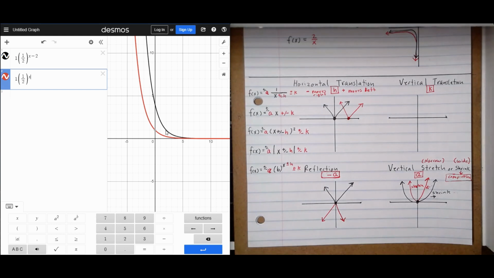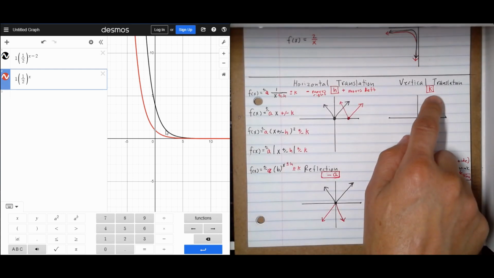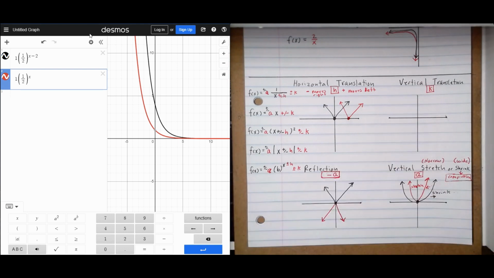So there's your several examples. And now we're going to go to our last translation, our vertical translation. And notice this said horizontal because we're moving left and right. Vertical means we're going to move up and down. So I'm going to delete these real quick.